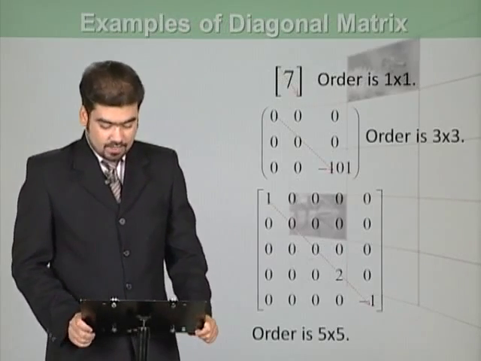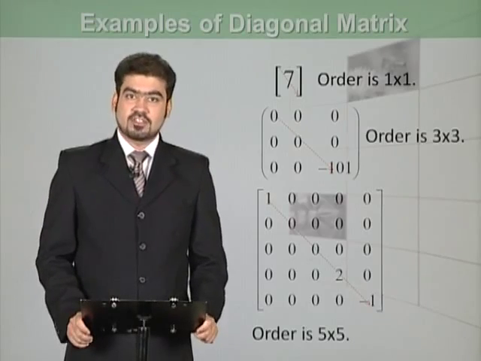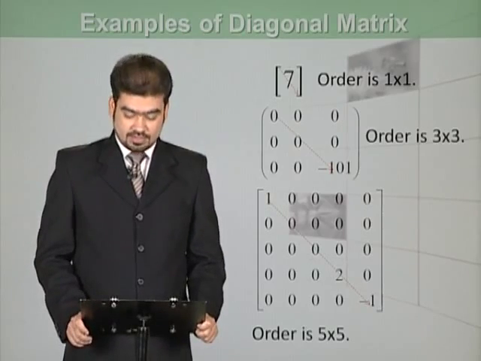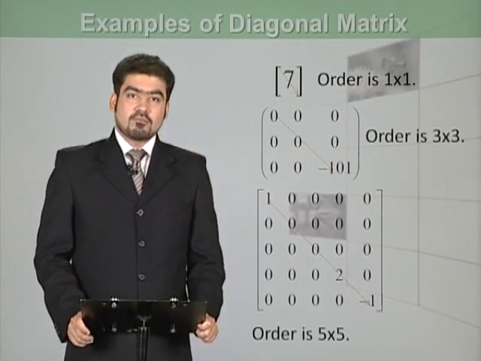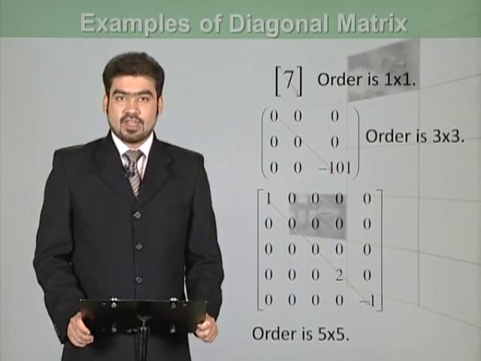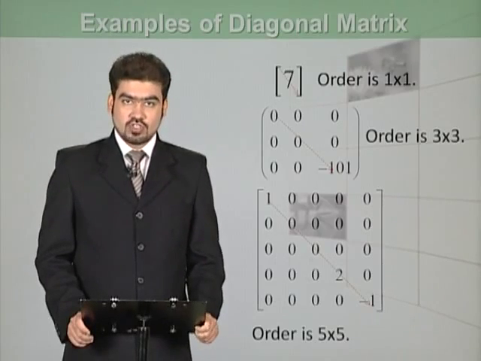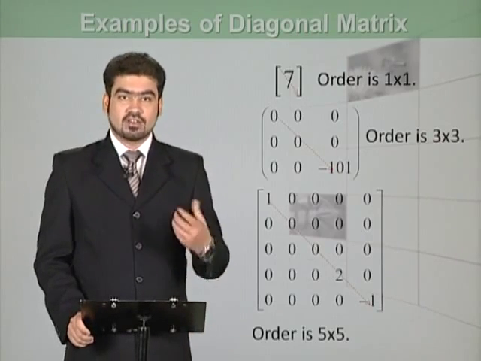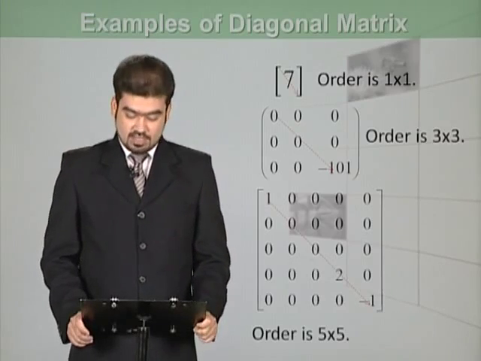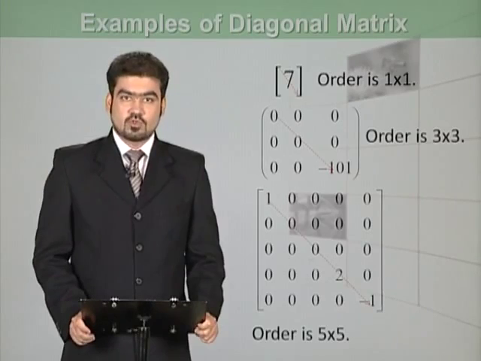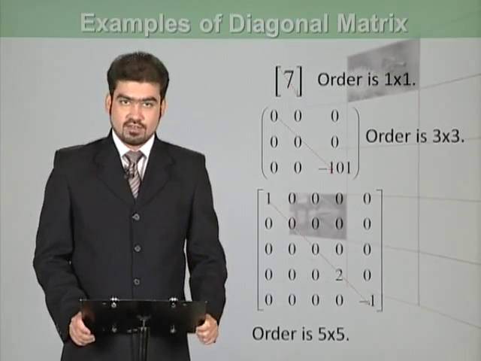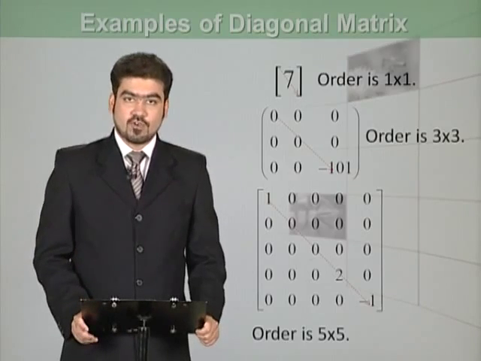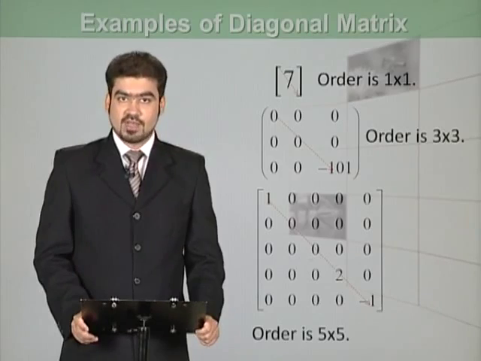For example, we have a matrix that has the element 7, that is a diagonal matrix of order 1 cross 1. Similarly, we have a matrix of order 3 cross 3 and only one element that is non-zero, and that is A33, meaning the third row and third column element, that is -101. So this is also an example of a diagonal matrix. Similarly, we have the third matrix that is 5 cross 5. This is also a diagonal matrix.